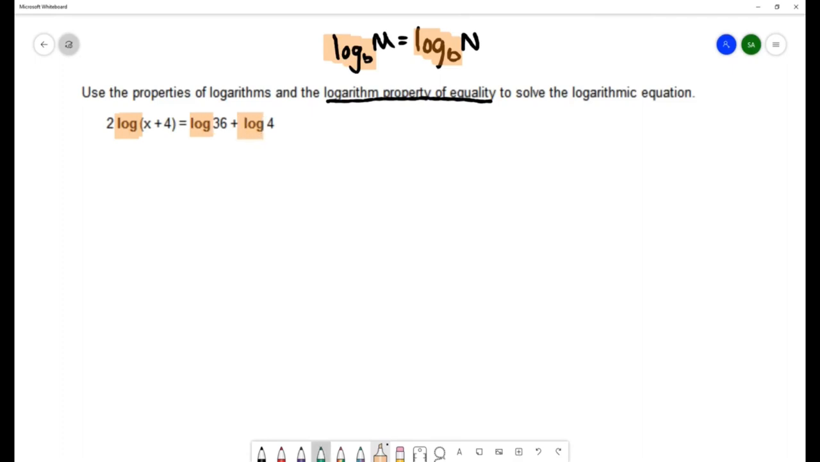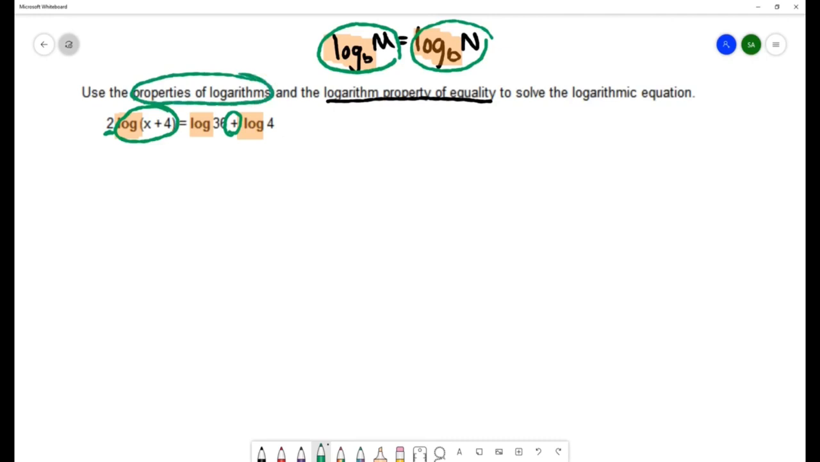But we need to have a single log on the left and a single log on the right. This 2 is preventing us from having a single log on the left, and the fact that we're adding 2 logs together is preventing us from having a single log on the right. That's where the properties of logarithms come in to help us with this. We have 2 properties that we're going to use, the product rule for logarithms and the power rule for logarithms.